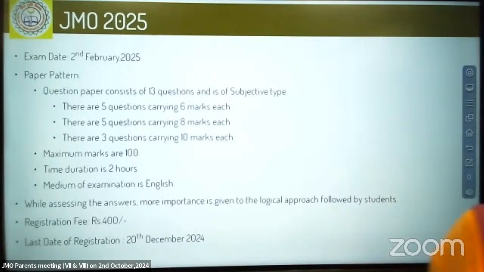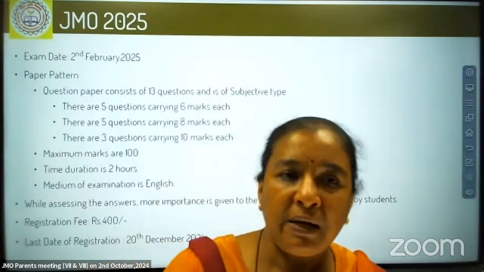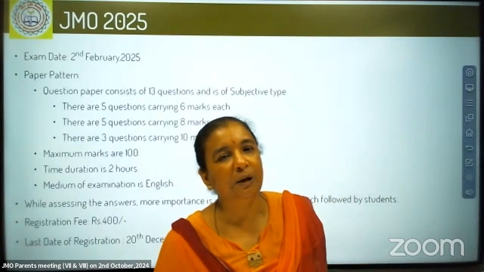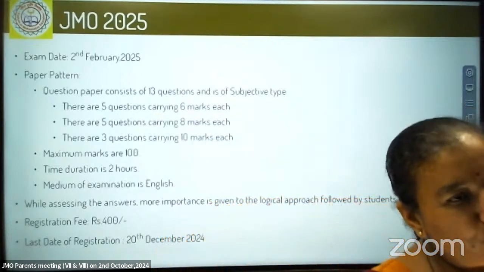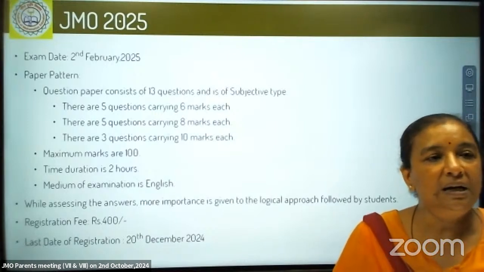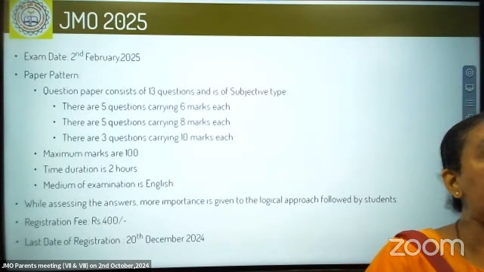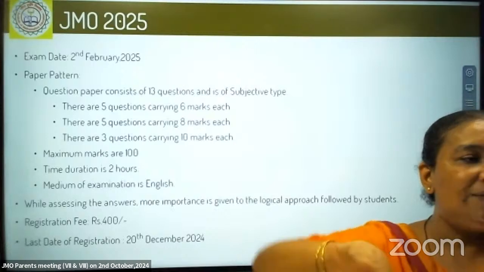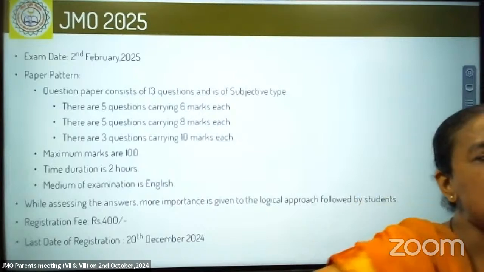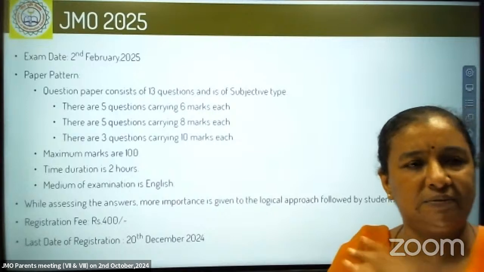Now the paper pattern. Those of you who have appeared for the JMO exam in 5th and 6th standard know the paper pattern. It is the same for both groups. The exam is subjective, and as I mentioned in today's webinar also, stress is given on understanding the concept clearly, not the method of solving. When we set the paper, our examination committee team develops some solution to the given problem, and we expect students will do it this way, this way, this way.